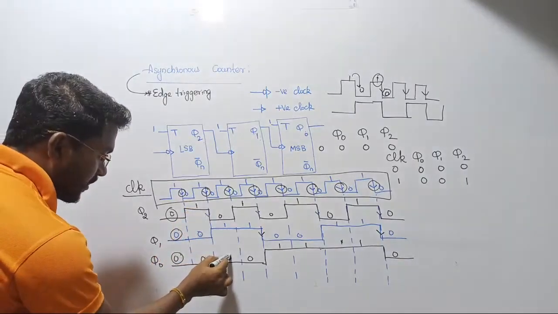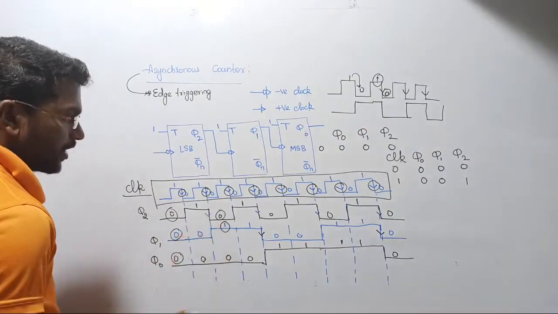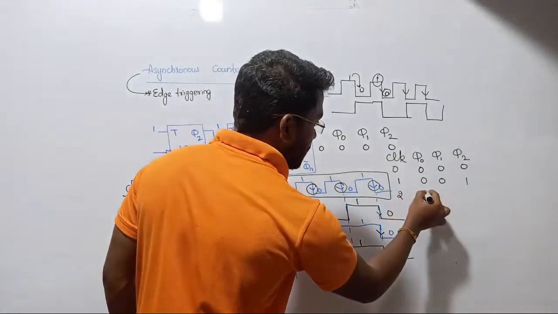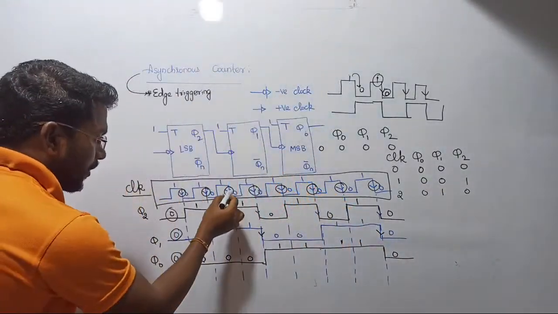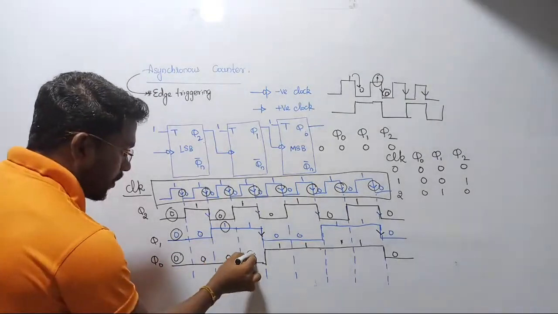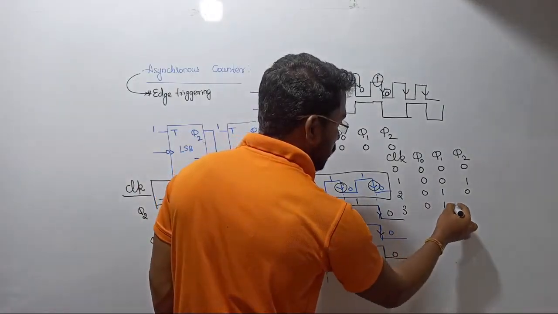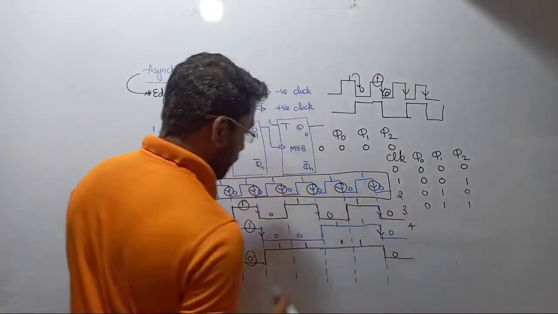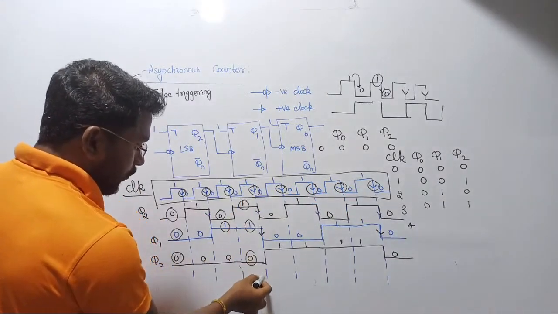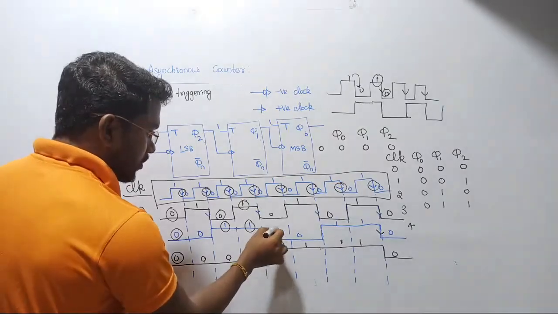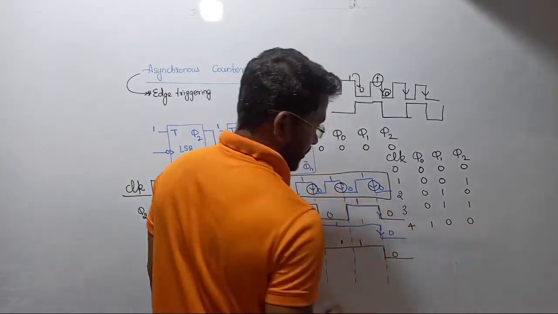Let us see exactly the second clock pulse. Once again, the state is changing from 0, 0, 1 to 0, 1, 0, right? When we are applying the third clock pulse, the next state becomes 0, 1, 1, right? Now when we are applying the fourth clock pulse, where is your fourth clock pulse? This is the fourth clock pulse. When you are applying the fourth clock pulse, the outputs become 1, 0, 0.